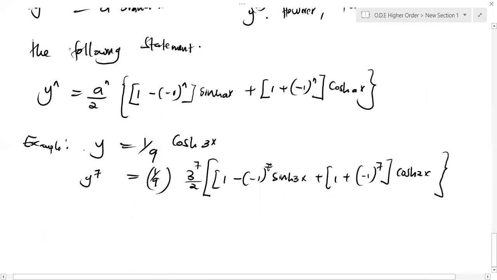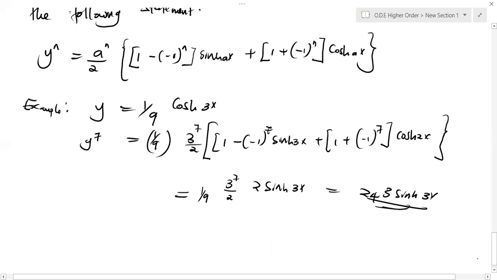Okay. And this, if you evaluate, it basically simplifies. This will simplify to 1 over 9, 3 raised to power 7 over 2, 2 sine hyperbolic of 3x, which is the same as 243 sine hyperbolic of 3x, if you simplify correctly.